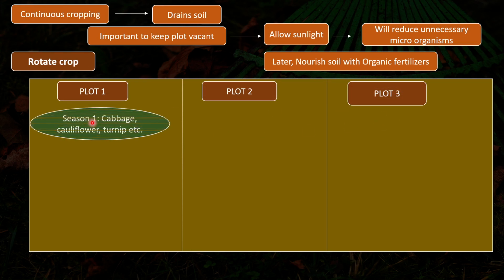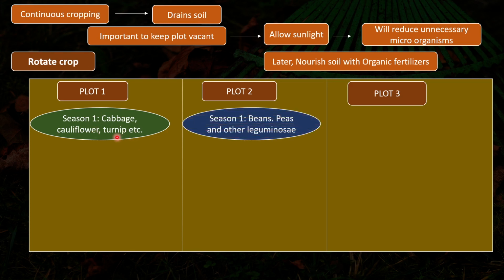So for example, in season 1 we grew cabbage, cauliflower, turnip in plot 1, right? In plot 2 we grew beans, peas and other leguminous plants. Then in plot 3 we grew potato, carrot, onion, sweet potato. So these are all the root plants, right? These are all the leguminous plants, and these are all the leafy plants, the cabbage, the cauliflower ones, right?